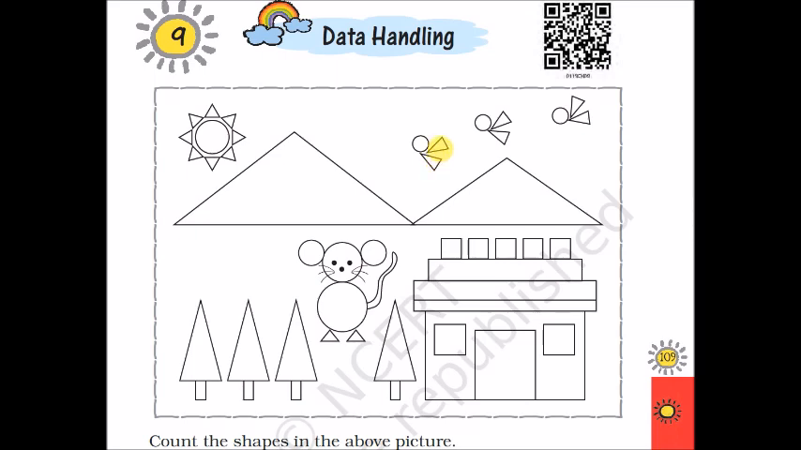1, 2 and 3 shapes, 1 bird और 1, 2, 3, 4, 5 and 6. 6 triangles and 3 circles is equal to 3 birds.